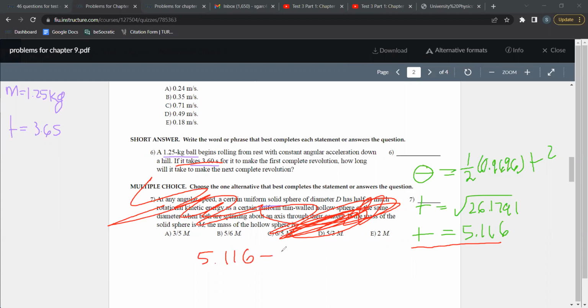So 5.116 minus 3.6, toss that in the calculator, and we get 1.516 seconds. And that's my answer.